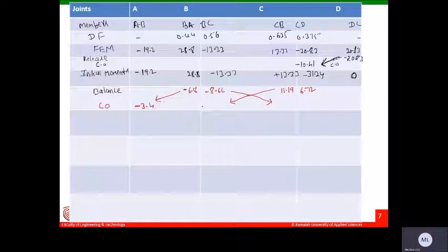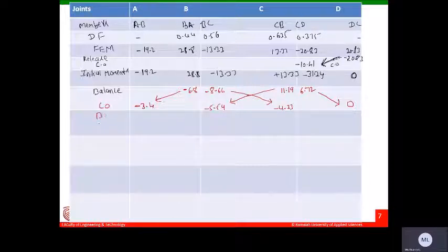So you will get minus 5.59, minus 5.59, and this you will get minus 4.33. Here to here I cannot do it because it is simply a support. Zero movement should be carried on that side. Okay. Now next, do the balance.